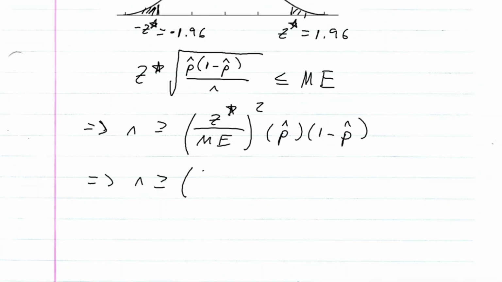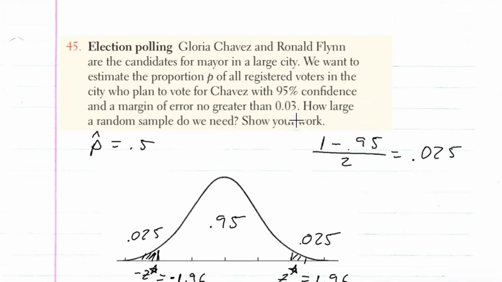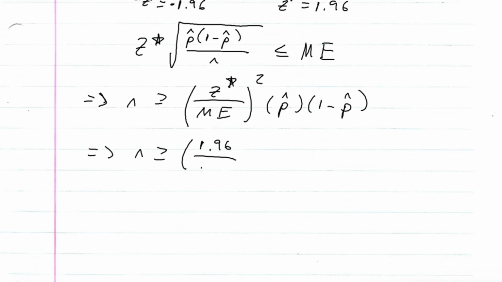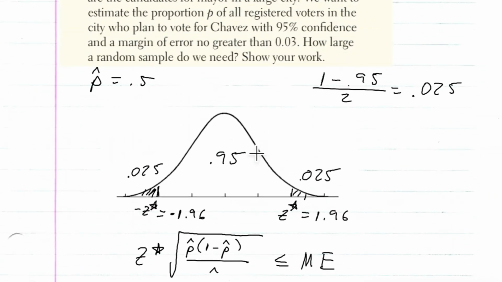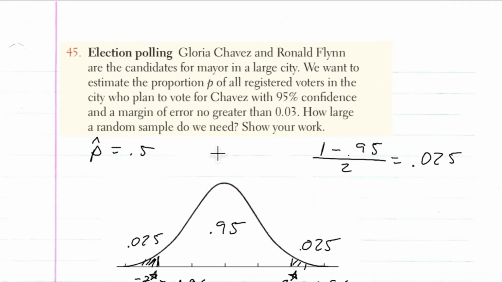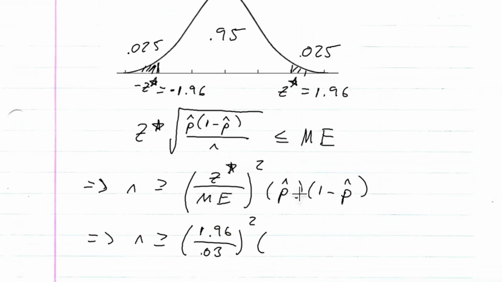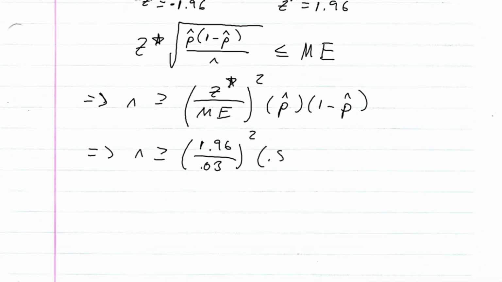And now n is bigger than or equal to, so our z star was that 1.96, right? Our maximum margin of error was 0.03 squared. Remember, since we weren't given a sample proportion estimate, we're using the estimate of 0.5. And then 1 minus p hat would be 0.5. All right, so this means that n would have to be bigger than or equal to 1067.11.